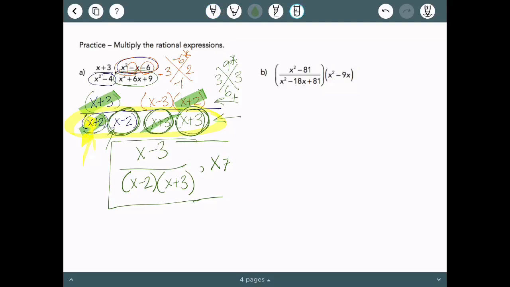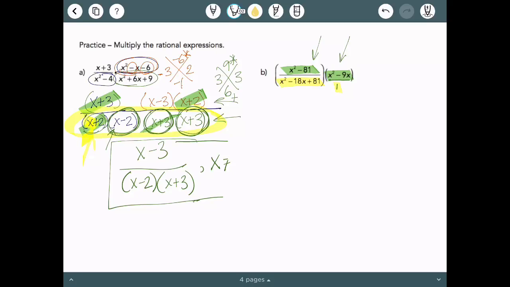All right, so when we look at letter B, it looks a little bit different, but not entirely. We can see that we have a fraction here and a non-fraction here. Just like with whole numbers, we can make this a fraction by putting it over 1. So we're going to have our numerator multiplied times our numerator and our denominator multiplied times our denominator.